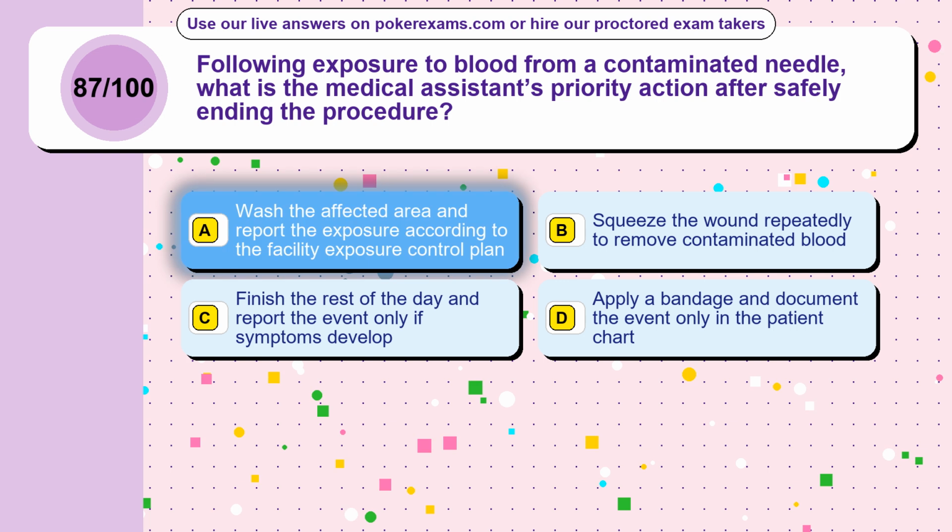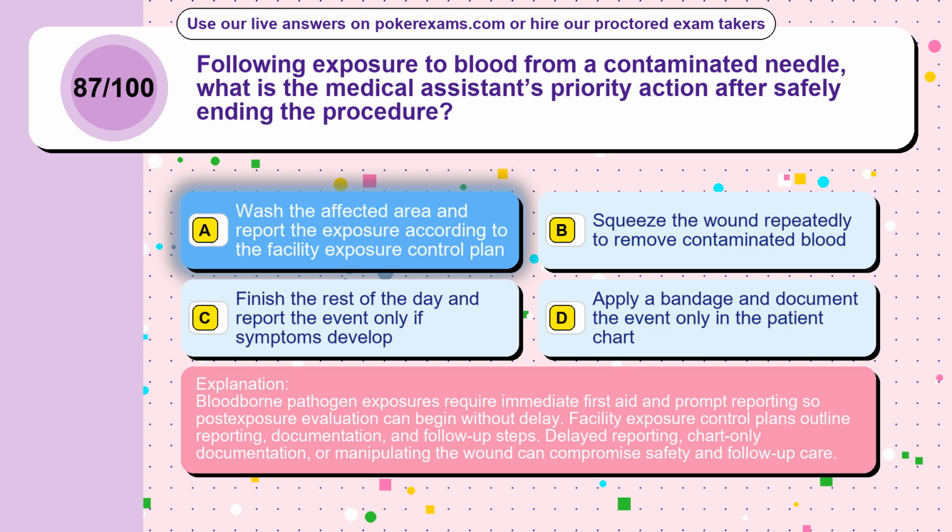The correct answer is option A, wash the affected area and report the exposure according to the facility exposure control plan. Blood-borne pathogen exposures require immediate first aid and prompt reporting, so post-exposure evaluation can begin without delay. Facility exposure control plans outline reporting, documentation, and follow-up steps. Delayed reporting, chart-only documentation, or manipulating the wound can compromise safety and follow-up care.